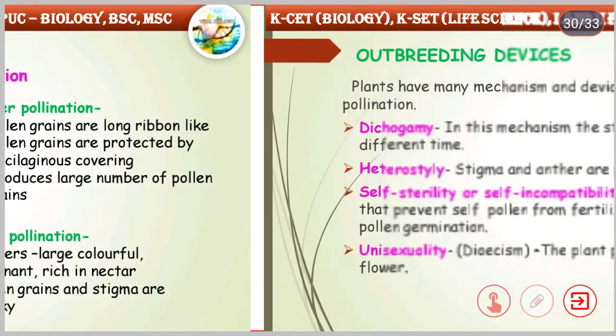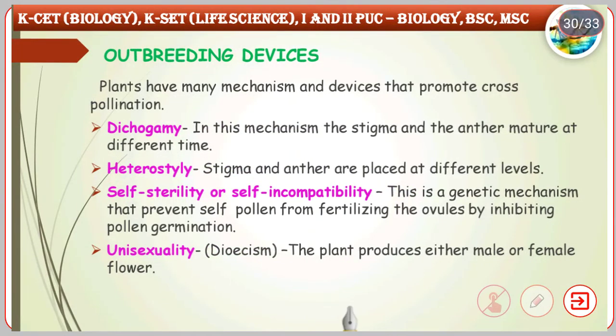So next let us move on to the next slide, that is outbreeding devices. Let us see what are the mechanisms and devices that promote cross pollination. Actually self pollination is not as good when compared to cross pollination. Cross pollination is very good compared to self pollination, means autogamy or geitonogamy. When compared to autogamy and geitonogamy, xenogamy is best. Okay, and it is a hybrid and can produce a variety of different flowers.